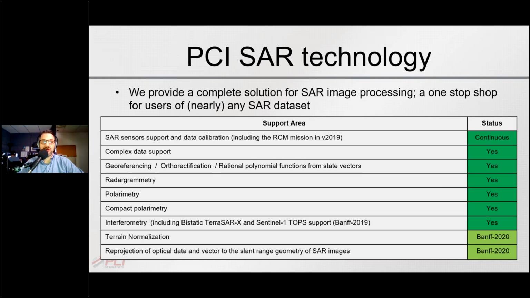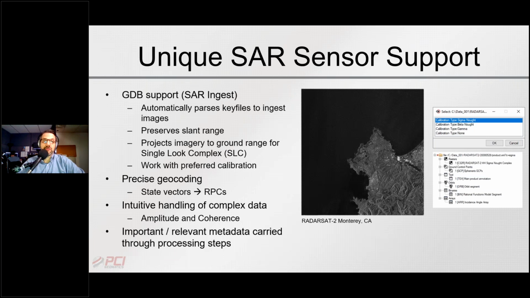Radargrammetry, or same-side stereo DEM extraction from radar pairs, polarimetric processing, compact polarimetric processing, interferometry, and coming this year is some new capability that relates to terrain normalization and reprojection of optical data to slant range, which is moving towards analysis-ready data, which is a hot new topic in remote sensing in general. This is just a quick look at some of the highlights of how our SAR sensor support is unique.